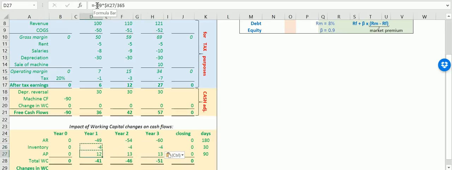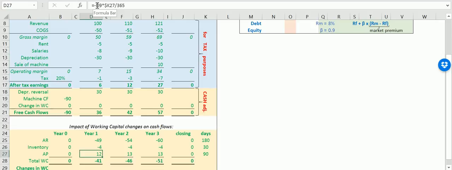And for accounts payable, the more accounts payable I have, the less I have paid my suppliers. So the more accounts payable, the more cash I have. So this is supposed to be positive. So that was already good. So effectively, you can see accounts receivable and inventory, which are assets, have to be negative. And accounts payable, which are liabilities, have to be positive.